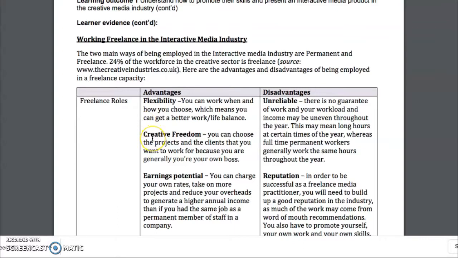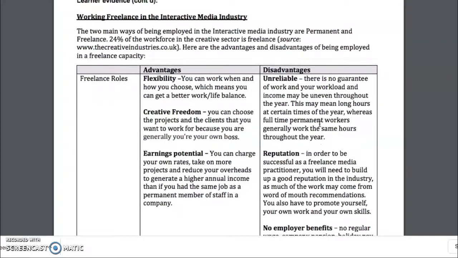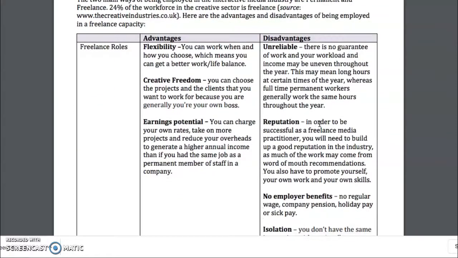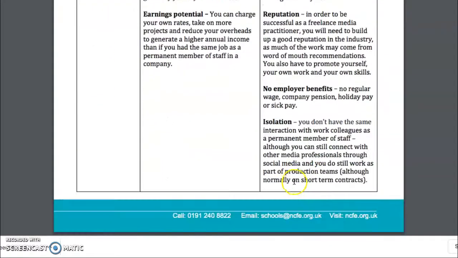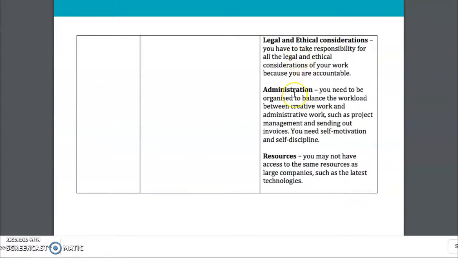So you might go and work for the BBC one week, then you go and work for ITV another week. So that sounds great, doesn't it? Because you can have flexibility and creative freedom. Also, you can potentially earn a bit of money. But there are some disadvantages as well, like this person has set out here. You don't know potentially where your next paycheck is coming from. You don't have any employer benefits. Often you're working by yourself. There's a few more things that this person has put down here.